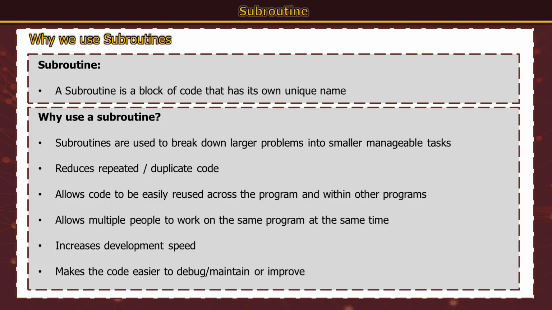Let's recap what a subroutine is. A subroutine is a block of code that has a unique name. Subroutines are used to break down large problems into smaller, more manageable tasks. They reduce repeat and duplicate code. They allow for easy reuse of code within the same program or within another program. They allow multiple users to work on the same program at the same time. It increases the speed of development and makes code easier to debug, maintain and improve.